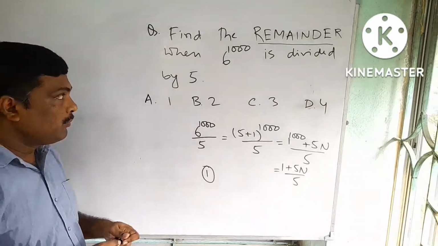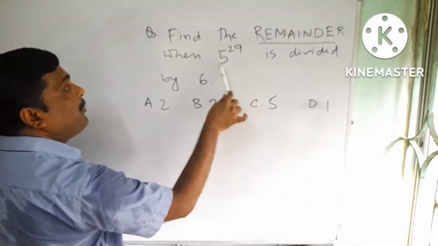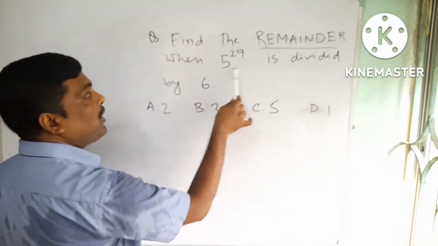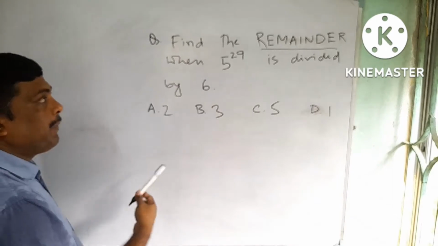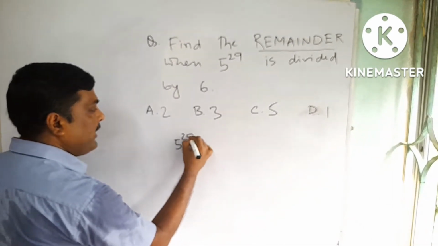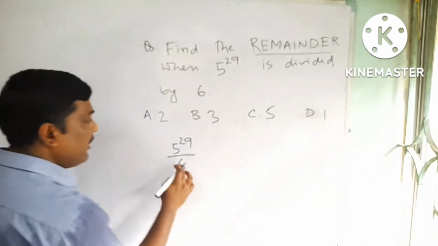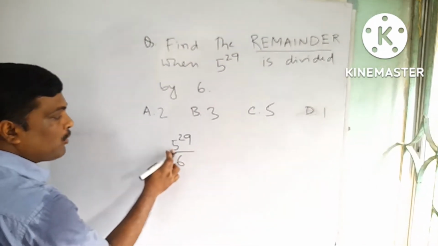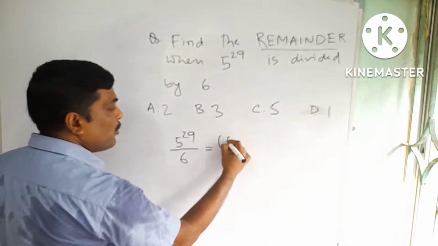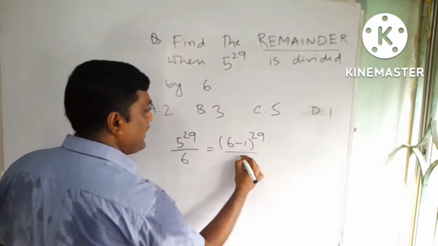Okay? Next problem. Find the remainder when 5^29 is divided by 6. Find the remainder. The options are 2, 3, 5 and 1. So 5 can be written as 6 minus 1. So (6 - 1)^29 divided by 6.